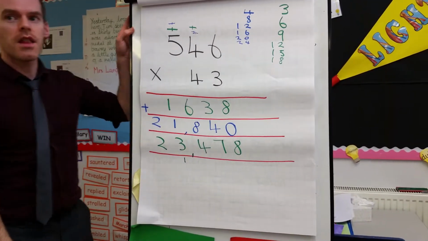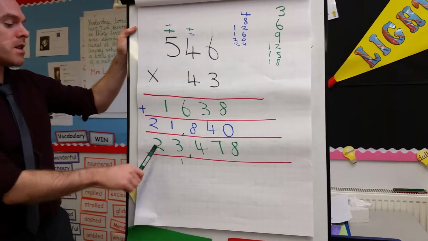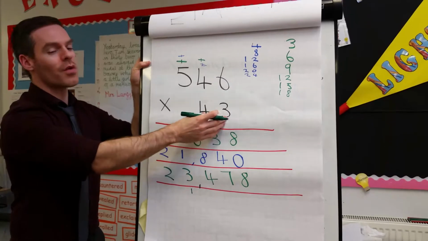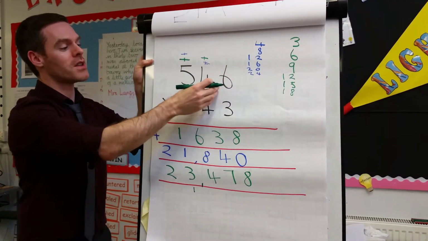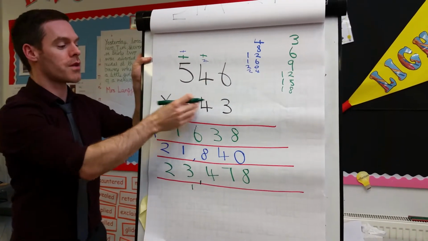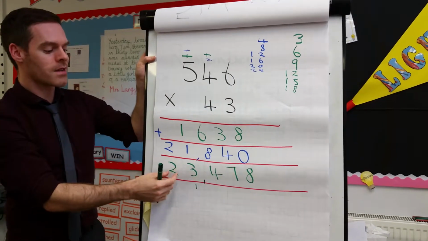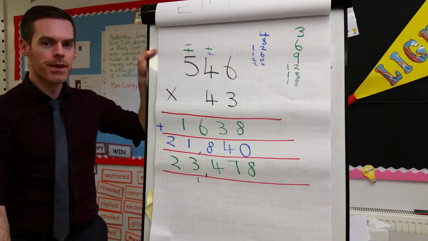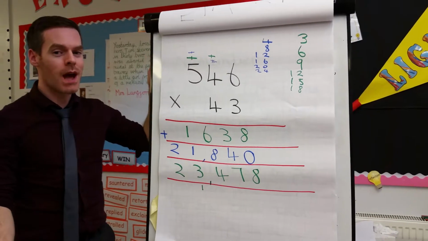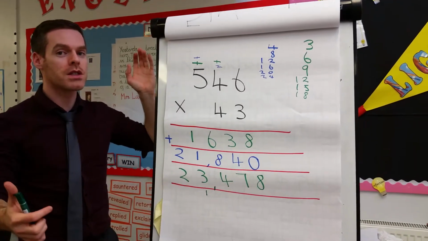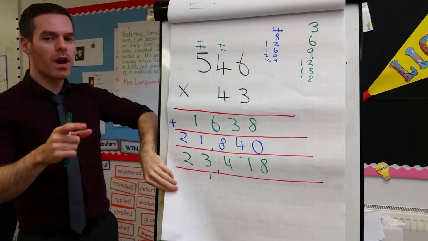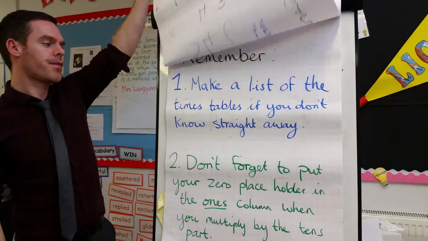So you can see that my answer here is 23,478. So 43 groups of 546, or 546 groups of 43, will give me an answer of 23,478. Okay, that's it. If we follow those simple steps, we're going to be able to multiply a 3-digit number by a 2-digit number. Let's just look at some quick reminder steps.